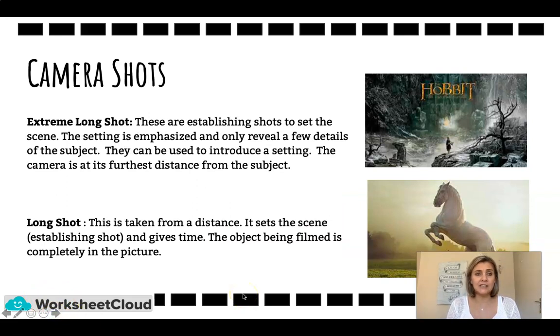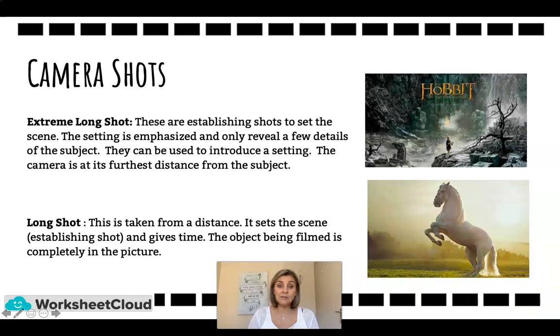Then we take a look at your extreme long shots and your long shots. So your extreme long shot, these are your establishing shots, so they set the scene. You get to see quite a bit of detail of where the subject is, but very little about the subject. So for instance, in this The Hobbit, we're not quite sure who that subject is. Perhaps if you've watched the movie you will know, but quite a bit of detail about where he is. And it's the furthest that the camera can be from the subject.